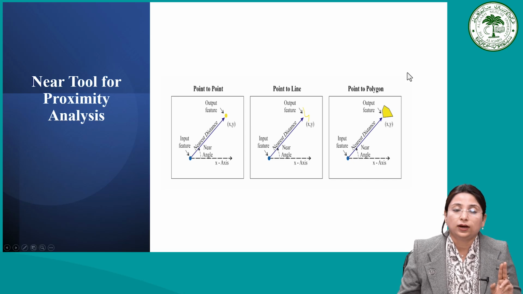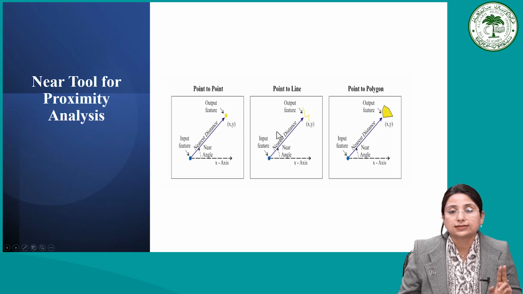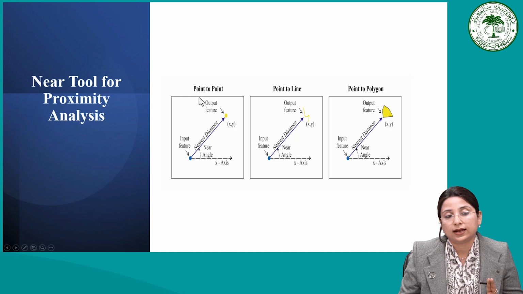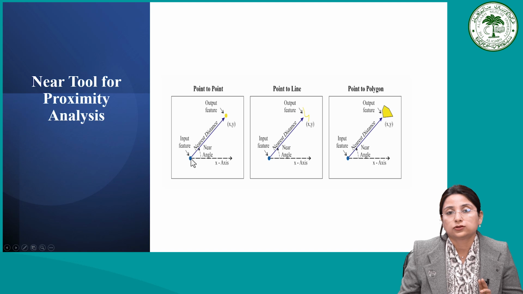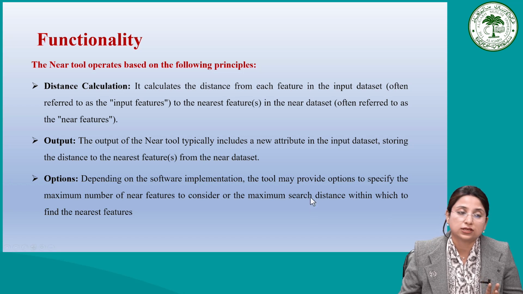So in proximity tools, we have mainly studied two tools: the buffer tool and the near tool. You can see on the screen that we can use the near tool for point to point features, where the input layer is a point feature and the near layer is also a point feature. We can even calculate the distance from the input point feature to a line, and also point to polygon nearest distance. This is mainly how it is used. Then, what are the functions of this near tool?